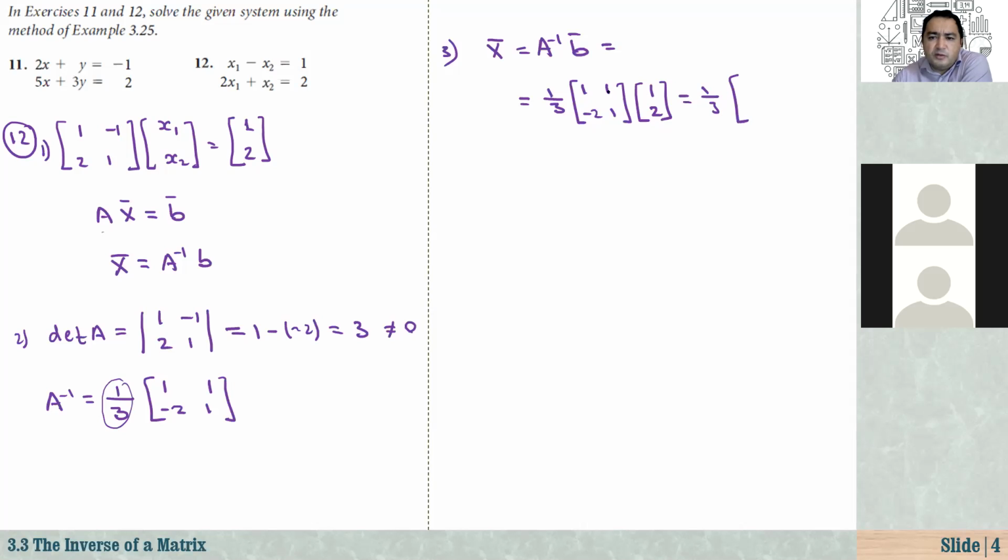So now if you multiply this, still I have 1 over 3 here. 1 times 1, it is 1. 1 times 2 is 2, so the sum is 3. And -2 times 1, it is -2. And 1 times 2, it is 2. So that's equal to 0. So the answer here is 1, 0. So if you just calculate here, what is it? 1 minus 0, that's equal to 1. 2 times 1 plus 0, that's equal to 2.